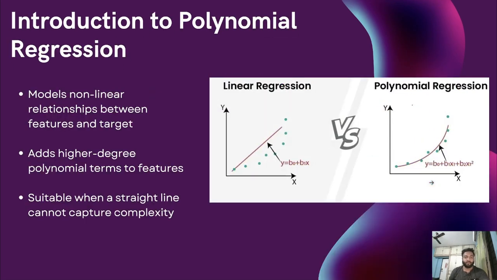Polynomial regression. Let's begin with polynomial regression, a technique used when the relationship between features and the target variable is nonlinear. Unlike linear regression, which fits a straight line, polynomial regression fits a curve. The core idea is still the same: minimize the error between predicted and actual values, but with an equation that includes polynomial terms like x squared, x cubed, etc.